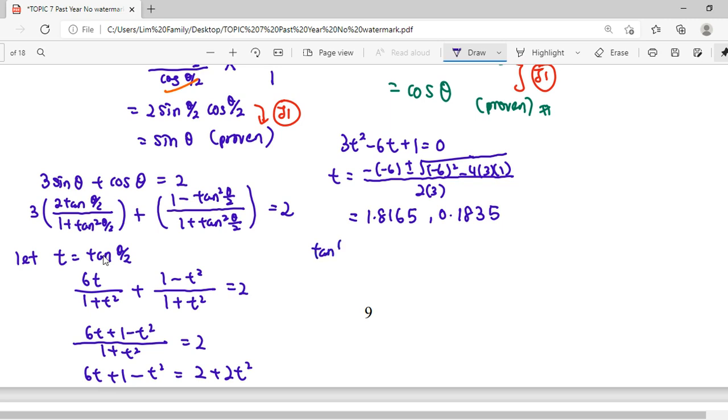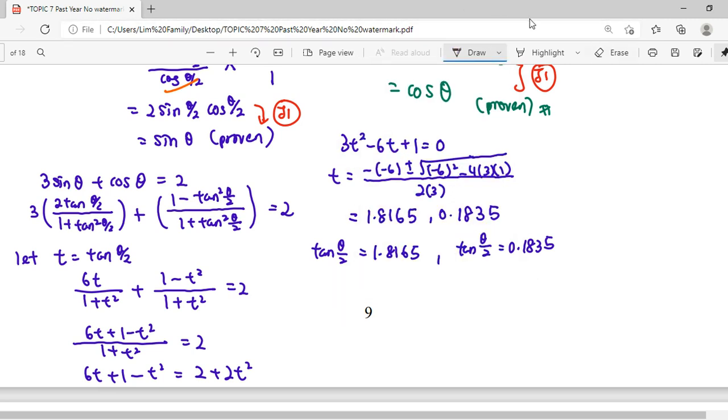it is tangent half angle equals 1.8165. Another part is tangent half angle equals 0.1835. So we can start to solve our trigo because we already get the format, which is angle, trigo, angle, value. So we can start our fourth step.